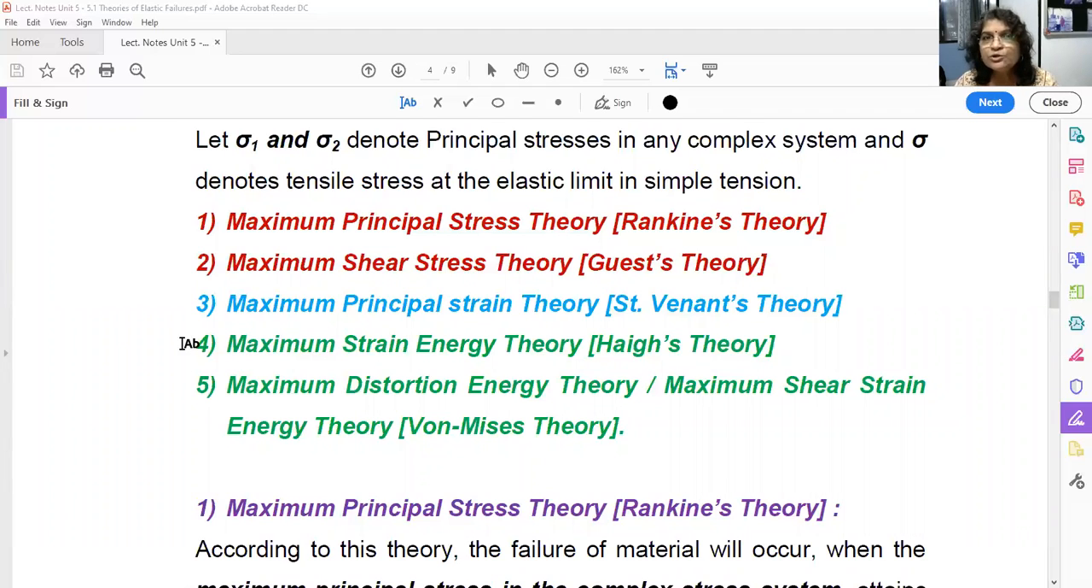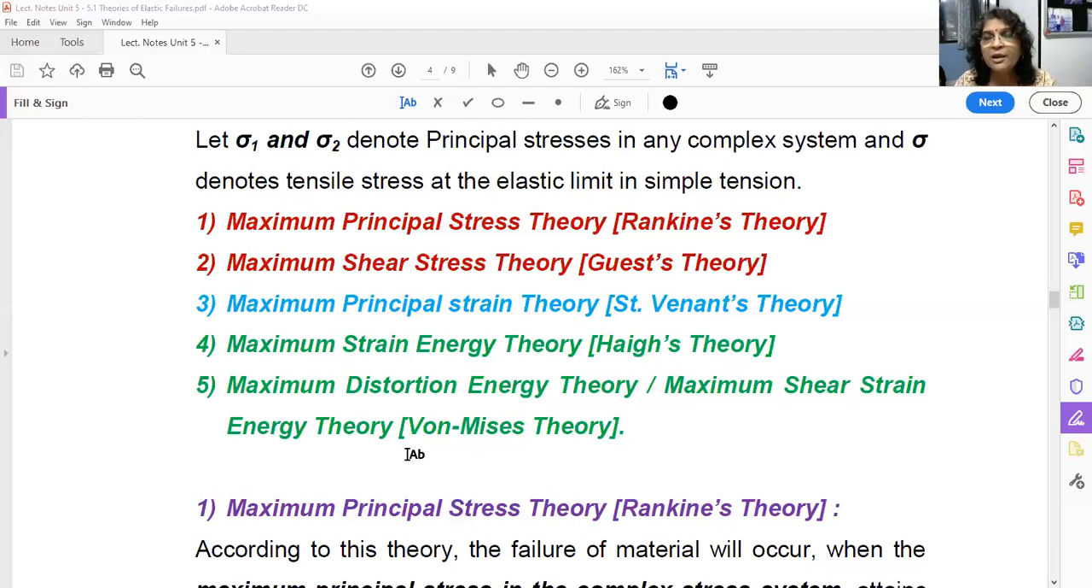Then these two theories are based on the strain energy. The fourth theory is maximum strain energy theory, which is also known as Haigh's theory. Maximum strain energy, you have learned in unit number 1 or 2 how to find out the strain energy. In this theory it is assumed that the material is failing due to maximum strain energy. Then the fifth theory is maximum shear strain energy theory, also known as maximum distortion energy theory.